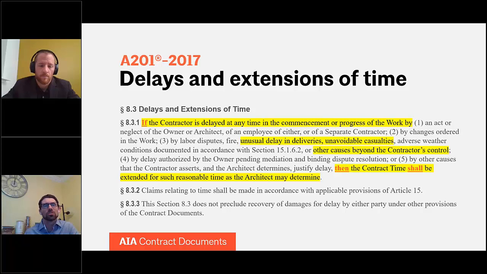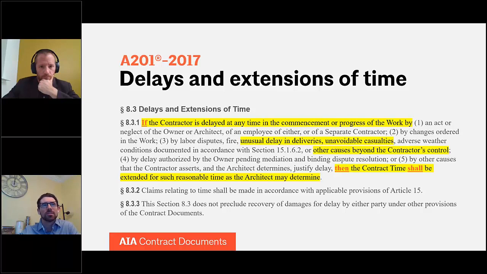With those portions of this clause highlighted on your screen, I want to focus on the last portion that's highlighted. Then the contract time shall be extended. You'll notice there's no flexibility with respect to whether the contract time shall be extended. So the contractor is entitled to an extension of time if they are delayed by any of these issues that are highlighted, and then the issue becomes, well, how long is the extension going to be? And that's up to the architect to determine under 8.3.1.